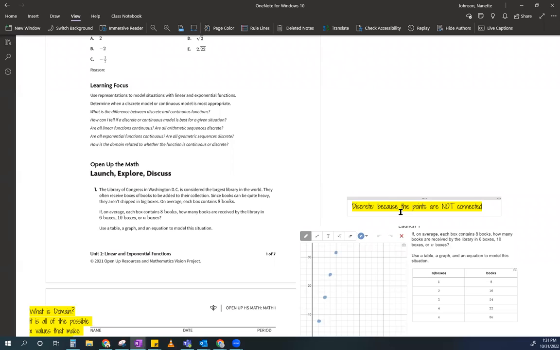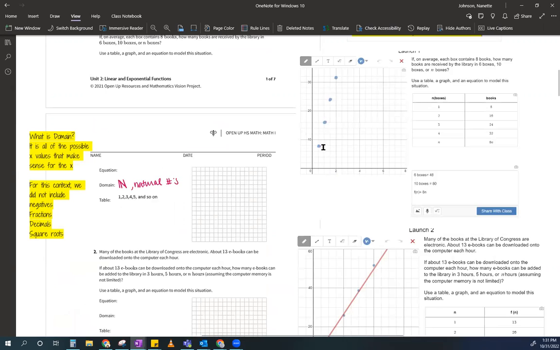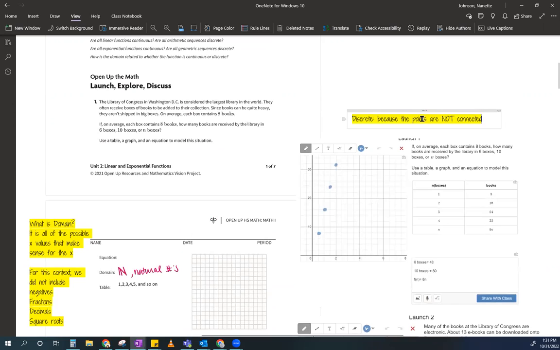So on a quiz, say pretty soon, I would show you a picture of this and ask, is this an example of a discrete or continuous function? And you would say discrete. And then I would say, well, explain. And you would say something along the lines of, because the points are not connected.